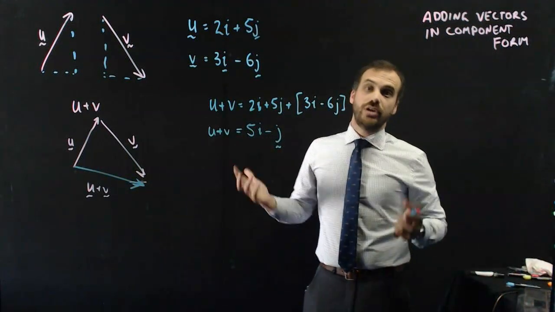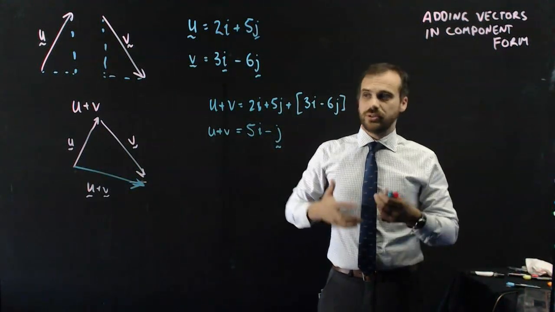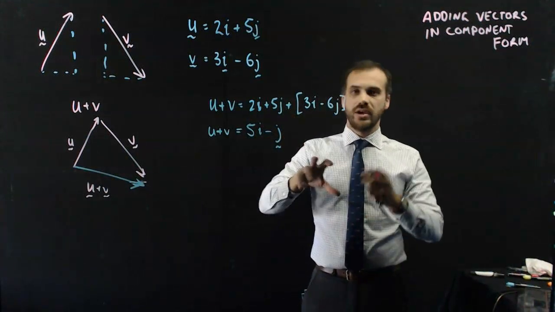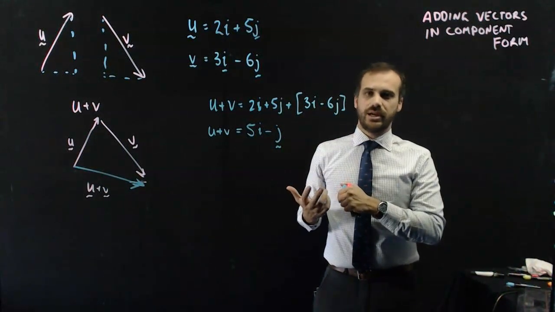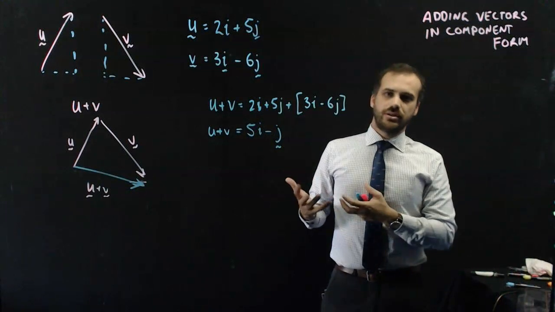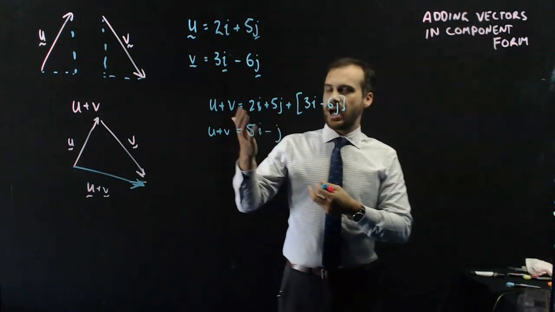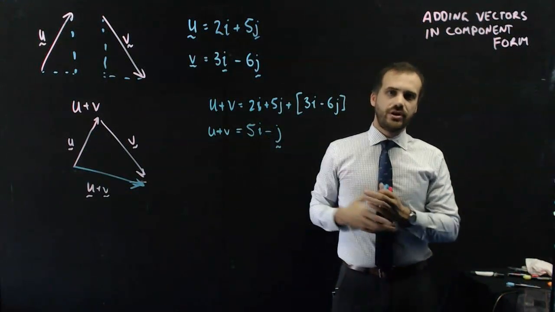Now, if we want to subtract, it's the same deal. We're just changing that to a negative, and we're subtracting one vector from another. But as long as you remember your algebra, then adding, subtracting vectors, very, very straightforward.